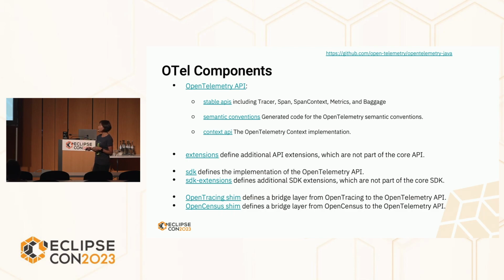So this is for the old applications. For new greenfield applications, do not use OpenTracing or OpenCensus anymore. You should directly use the OpenTelemetry APIs.